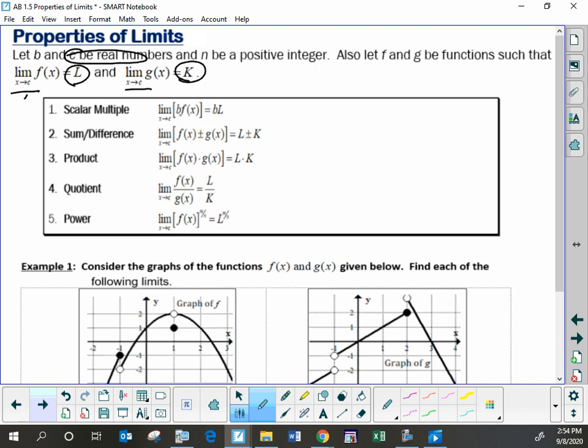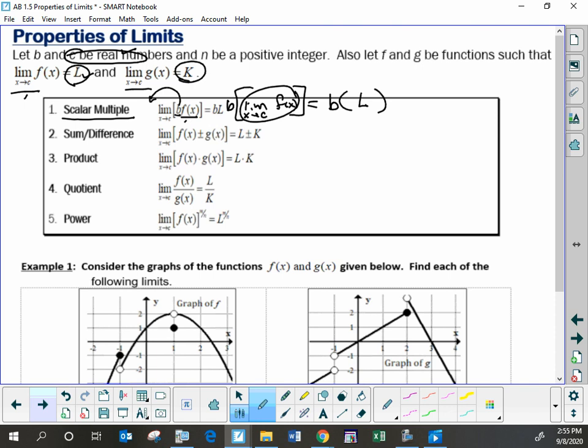There is a property called the scalar multiple property, which basically says if I have some number, b, which is a real number, times a function, I can essentially think of this as the limit of the function and then multiply it by that scalar b. So I think of it as that b coming out front. I calculate out my limit, and the limit of f of x as I approach c is L, so I end up with b times L.